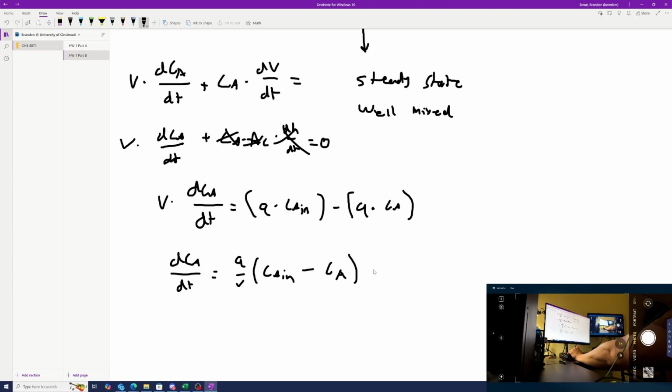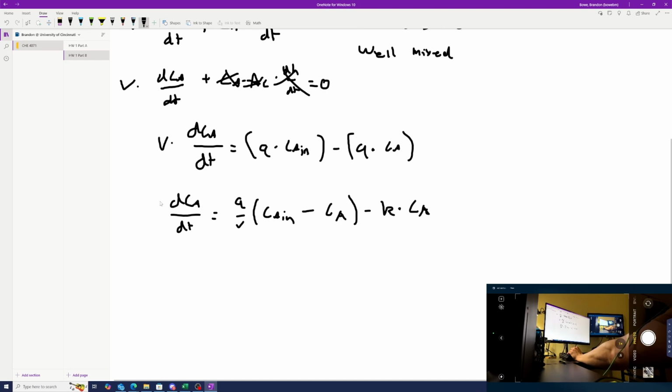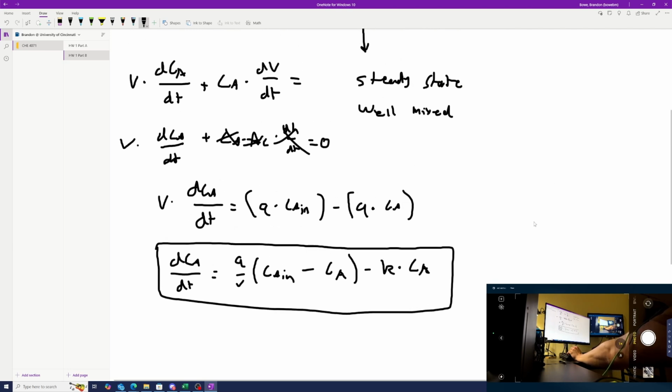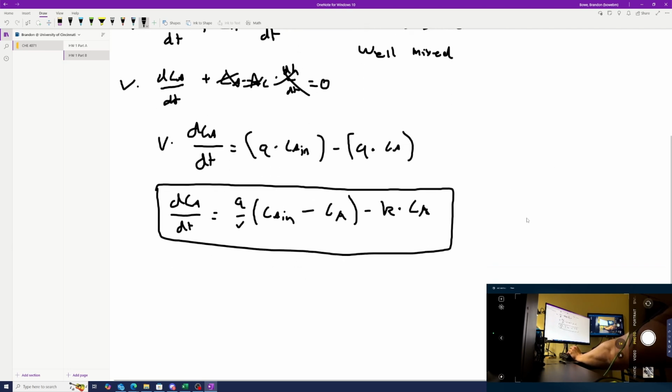And then the last thing we have to remember to get our final change in concentration is that there will be an exothermic reaction happening within the CSTR, meaning that our total change in concentration will also have to take into account the amount of CA that is reacting using k, or our reaction rate. So this will be the final equation for how we will calculate the change in concentration of our CSTR at steady state that is well mixed.